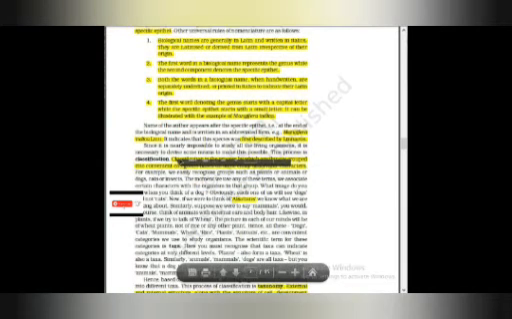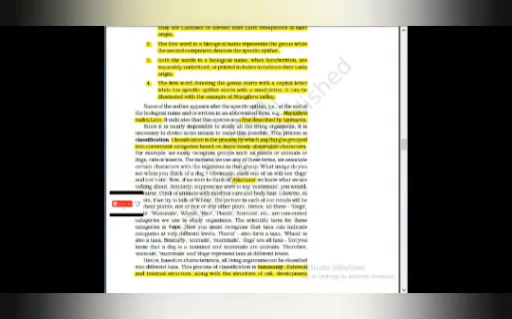Okay. Now we have the definition of classification. Classification is the process by which anything is grouped into convenient categories based on some easily observable characters. This is the definition of classification. So write in the comment section what you think.